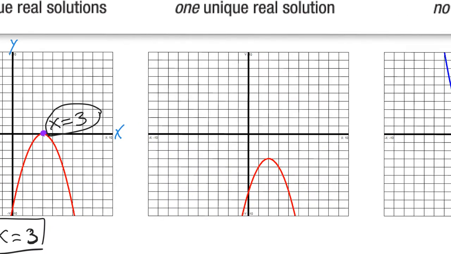This one, well, I'm looking at the parabola. The parabola is going down, but the x-axis is up here. The parabola is not even touching the x-axis. So for this one, we say no real solutions because the parabola is not touching the x-axis. You don't have any values of x. The parabola is not touching any points on that axis.